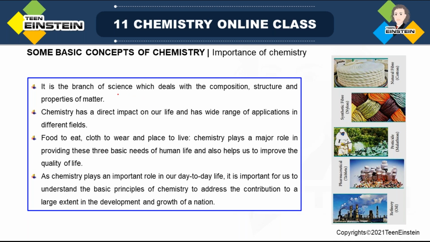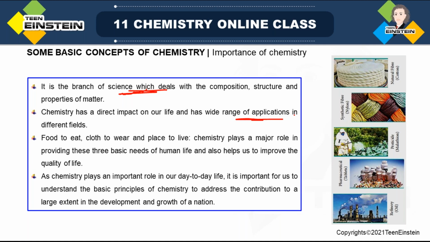It is that branch of science, because when we say science, in general science, there is physics, chemistry, math, right? Among these three, it is that branch of science which deals with composition, structure and properties of matter. So if we know chemistry, then for any particular object, we can predict its composition, its structure, and what its properties are. Now, chemistry has a direct impact on our life and has a wide range of applications, as you can see in the right hand side pictures, in different fields.